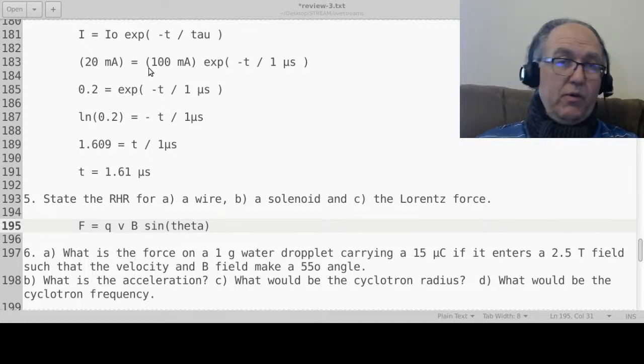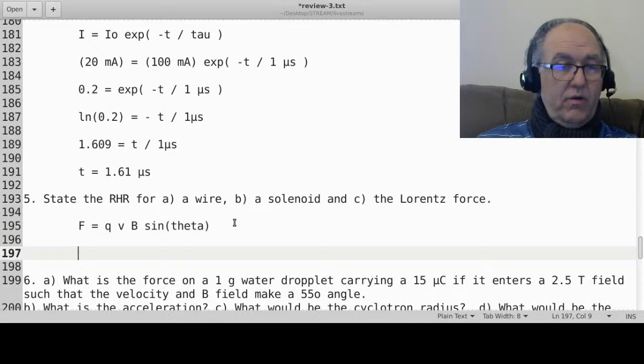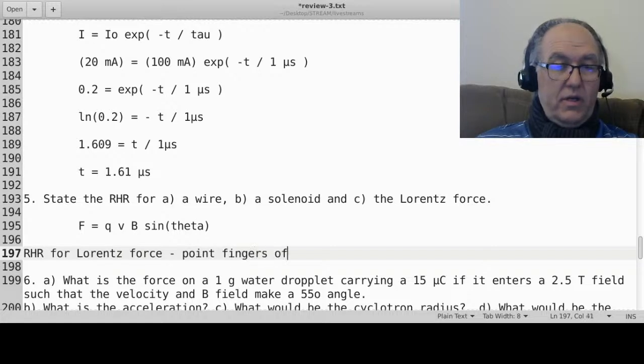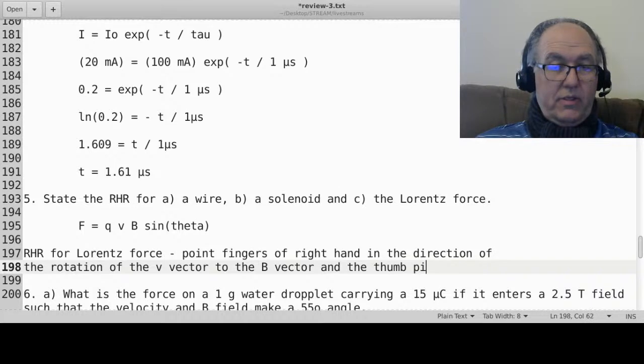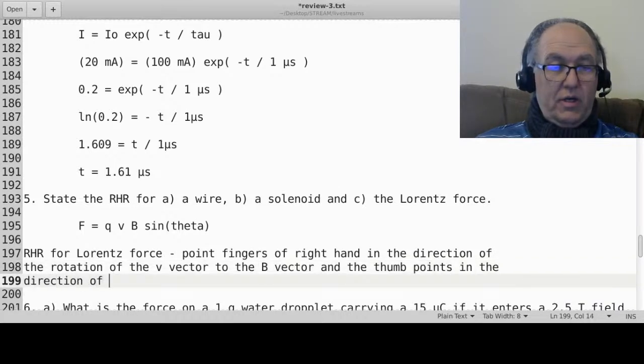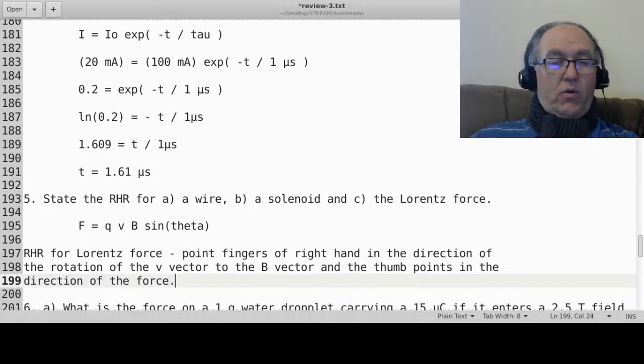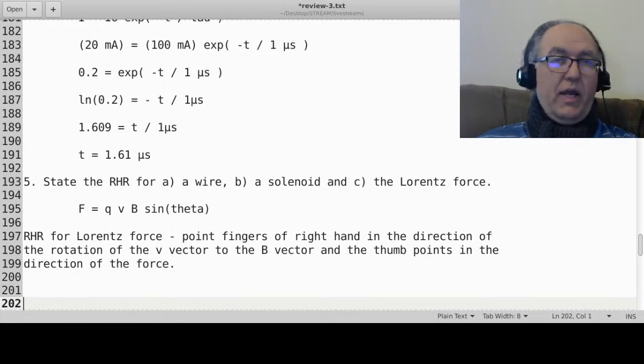Okay? So I'm going to write this one down because it's the hardest of the three, obviously. So this is the right hand rule for Lorentz force. Point fingers of right hand in the direction of the rotation of the v vector to the b vector, and the thumb points in the direction of the force. Okay, well, almost. Okay, that's what I've said so far.